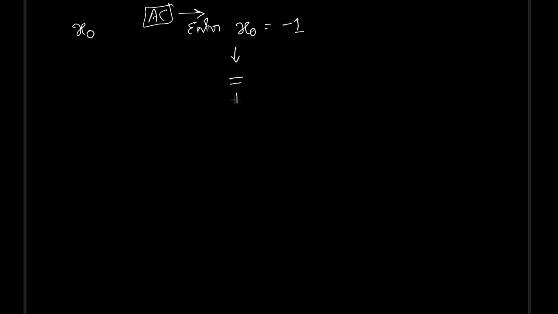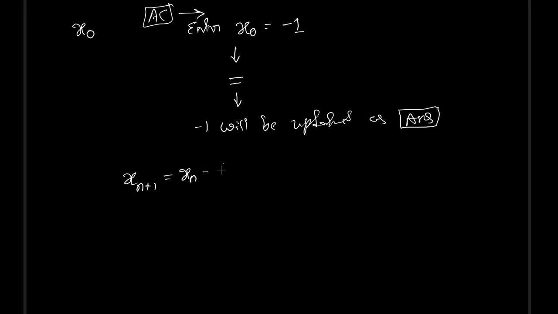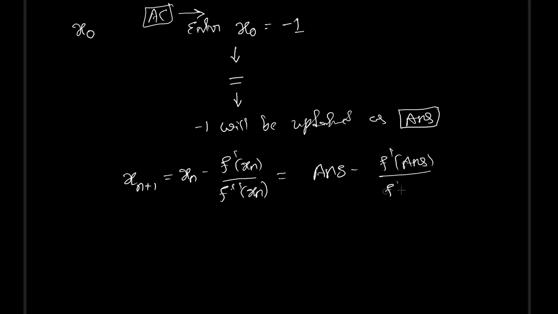Okay, so now if you click equal to, what happens? The minus 1 will be updated as the answer, isn't it? So if you click equal to, it shows you minus 1 only. Okay, so now let us go to the formula. What is the formula? x(n+1) equals xn minus f dash of xn divided by the second derivative at xn. So this is the formula we are using, right? So now what you have to do is answer minus f dash of answer divided by the second derivative at answer.